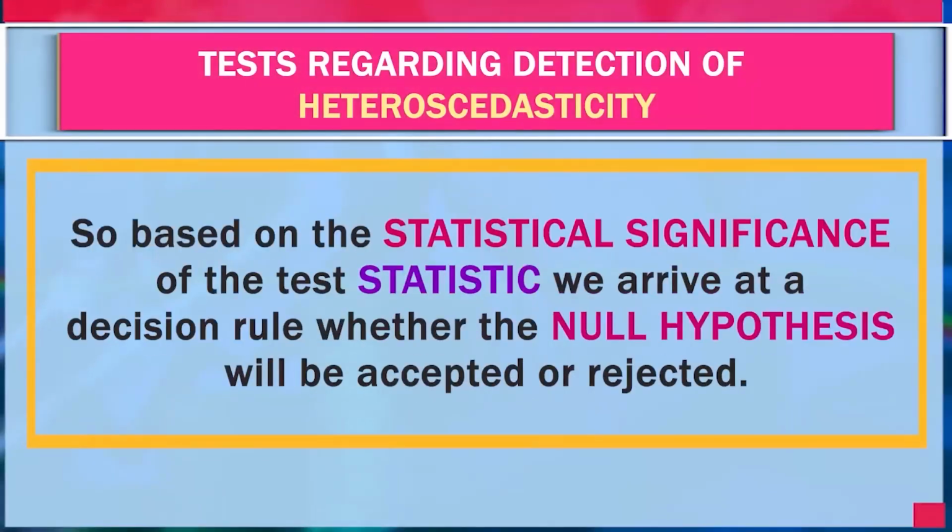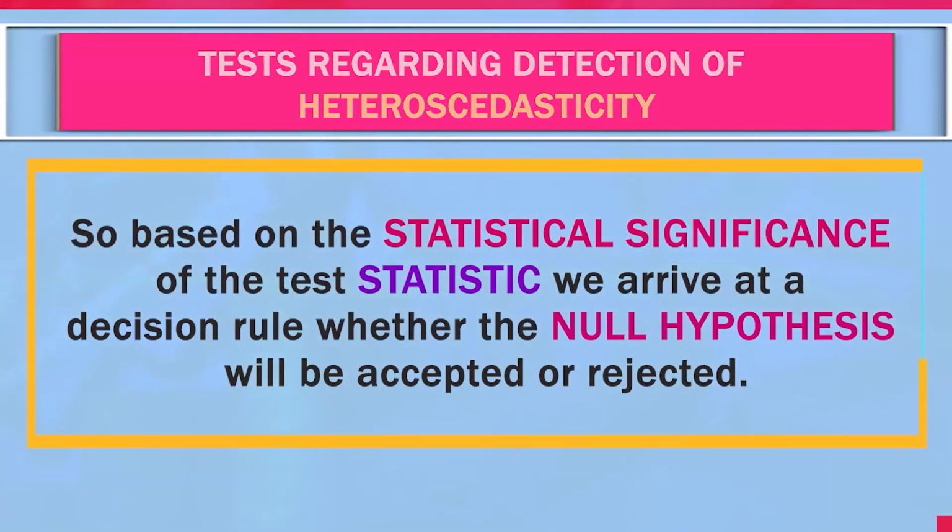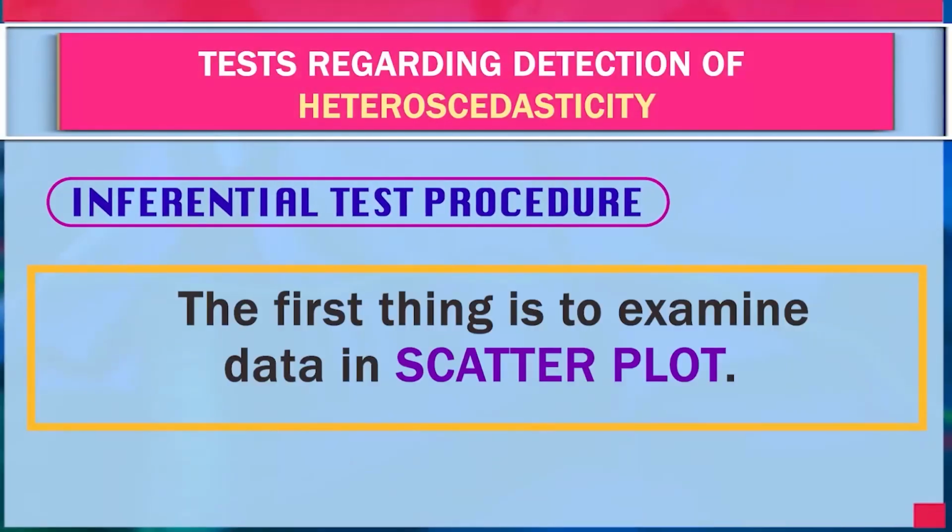Based on the statistical significance of the test statistic, we arrive at a decision rule whether the null hypothesis will be accepted or rejected. If the null hypothesis is rejected, then definitely the problem is existing, and this is the confirmation we expect after conducting any sort of inferential test procedure.